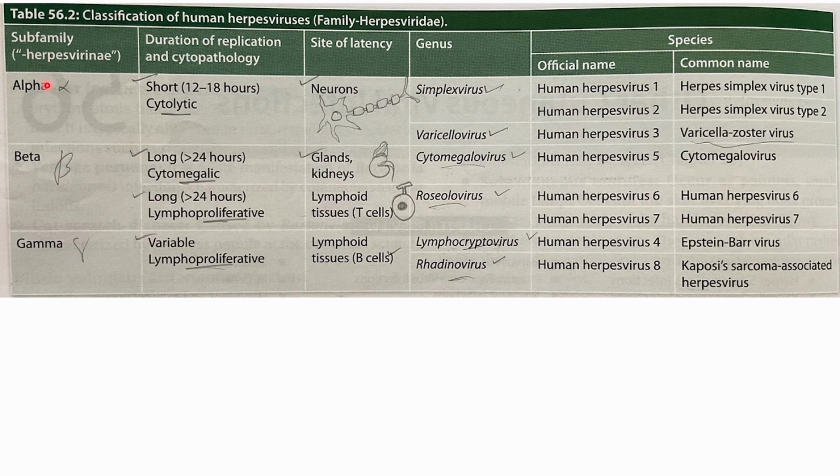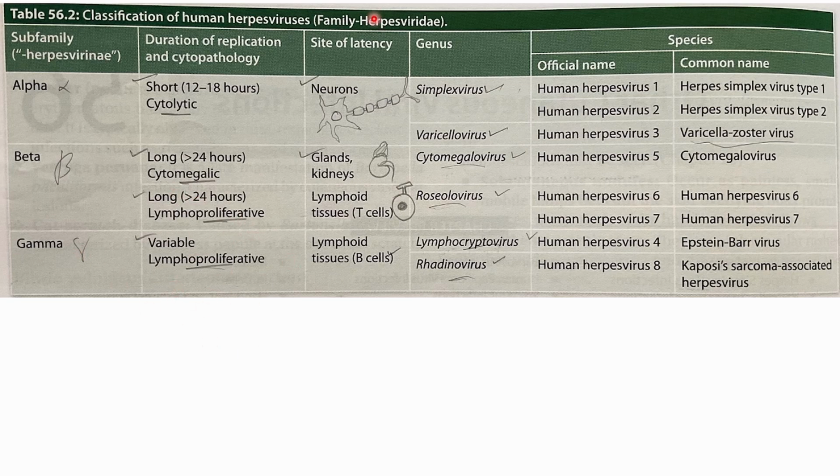Subfamily, we have the alpha, beta, and gamma. Duration of replication and cytopathology: the alpha subfamily has a short duration of replication and is cytolytic. Beta has a long duration, with two types here: one is cytomegalic, the other is lymphoproliferative. In gamma we have variable, lymphoproliferative.